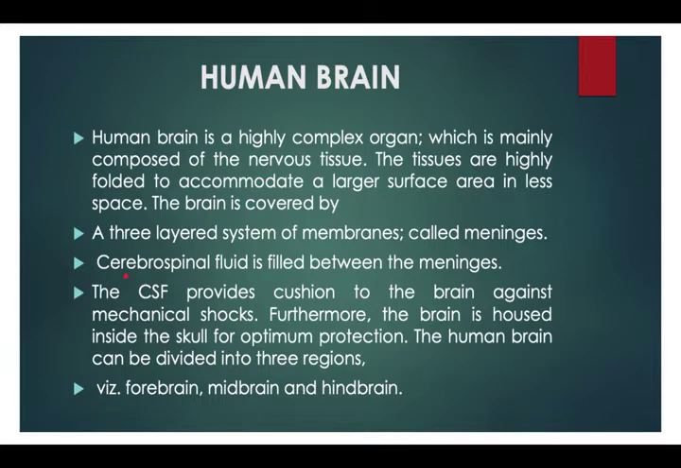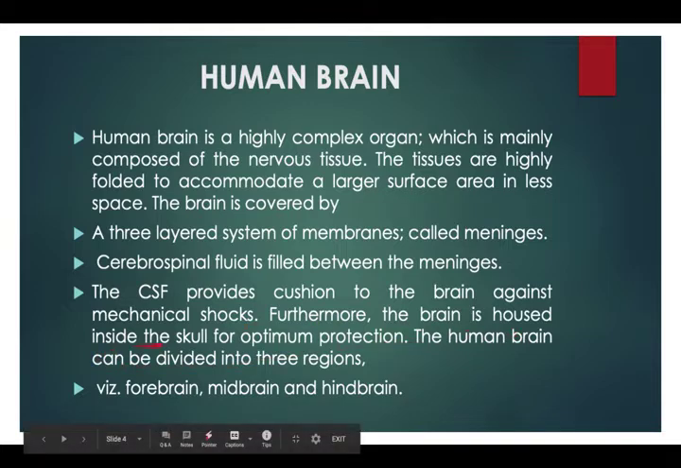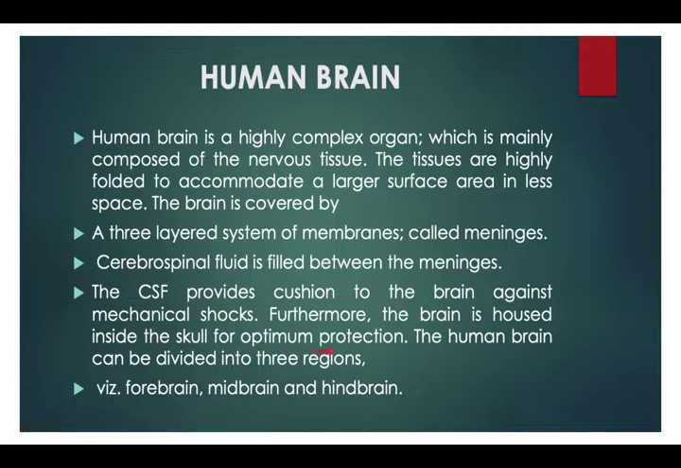Cerebrospinal fluid is also one protection, which is in the form of a fluid, filled between the meninges to protect our brain from outside jerks. The CSF, cerebrospinal fluid, provides cushion to the brain against mechanical shocks. Furthermore, the brain is housed inside the skull for optimum protection. Means our skull is also giving a third category of protection to our brain.